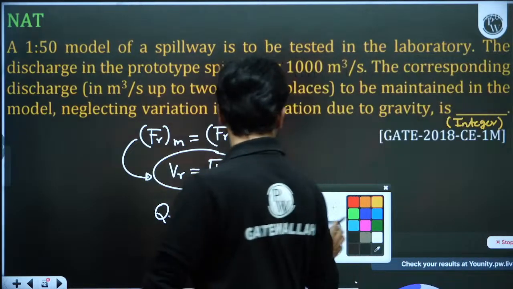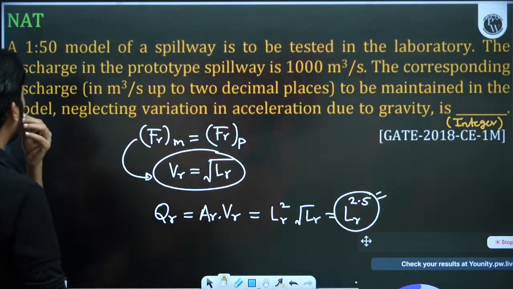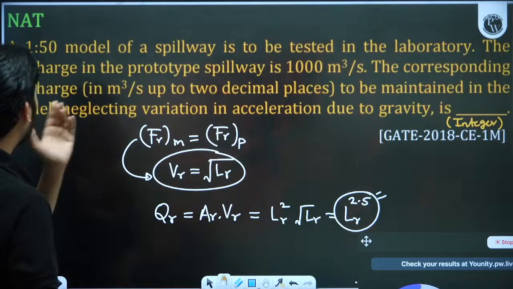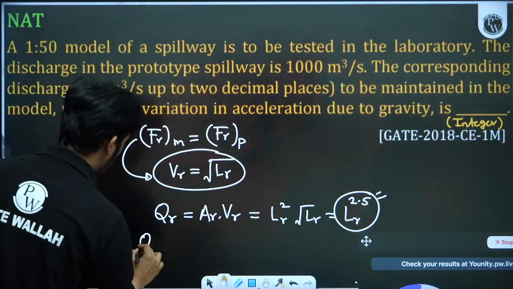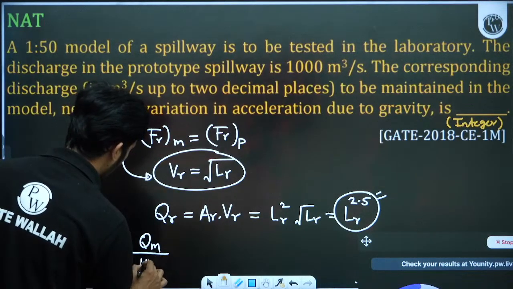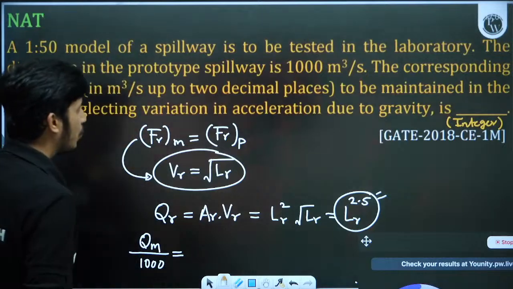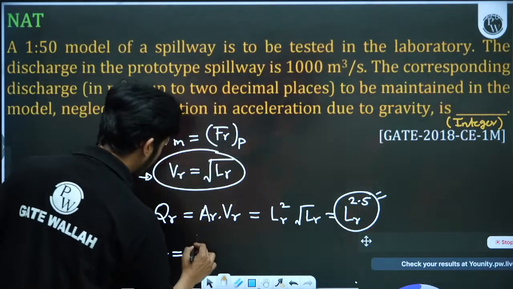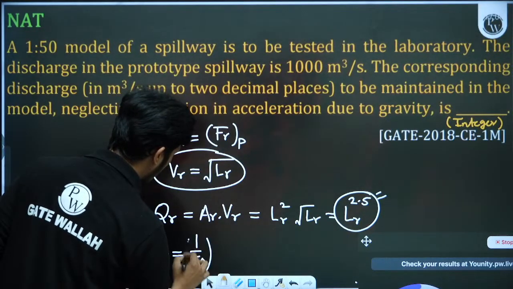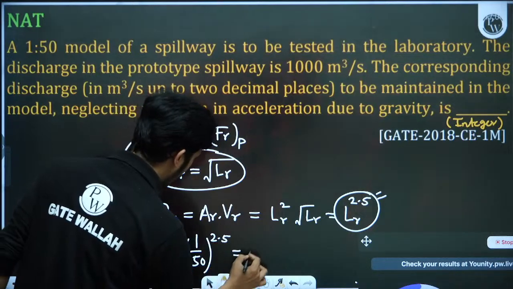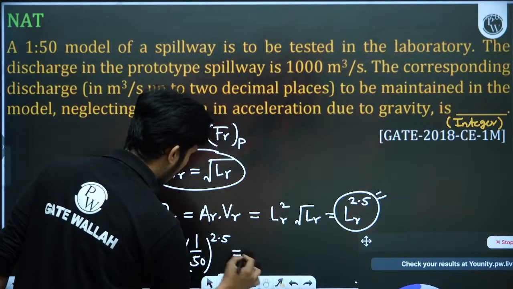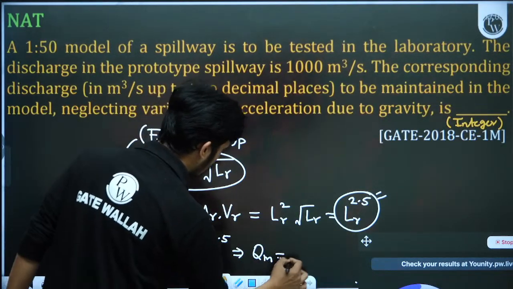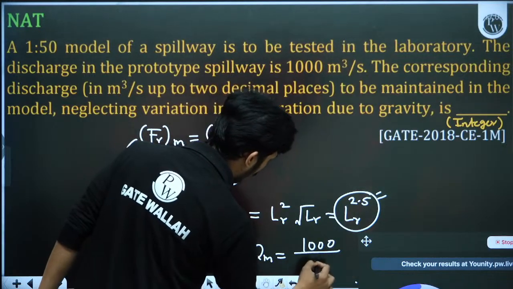So is the discharge in the model given, or in the prototype? The discharge in the prototype is given. So Q of model upon Q of prototype, 1000, is equal to LR raised to power 2.5. Length ratio is 1 upon 50. So 1 upon 50 raised to power 2.5. So from here we will get Q of model equal to 1000 upon 50 raised to power 2.5.